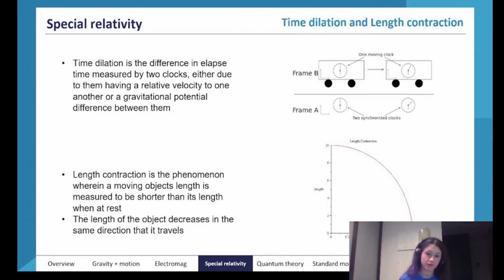A similar thing occurs with length contraction. So length contraction occurs when a moving object's length is measured to be shorter than its length when at rest. So if, for example, you are standing on the side of the road and a very, very fast car, a car that could never exist because it goes so fast, drives past you.